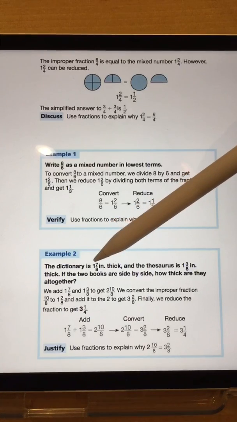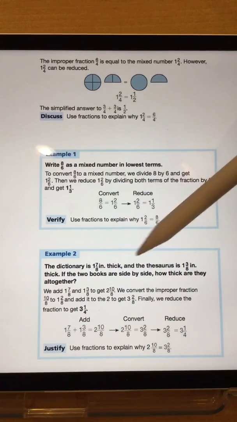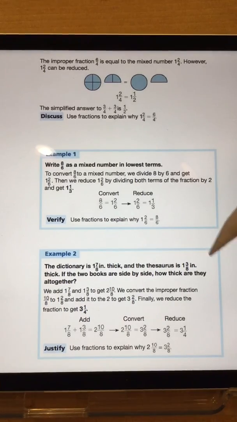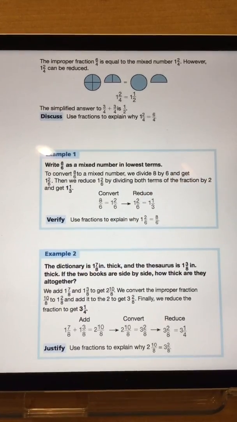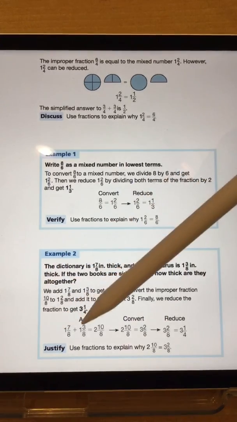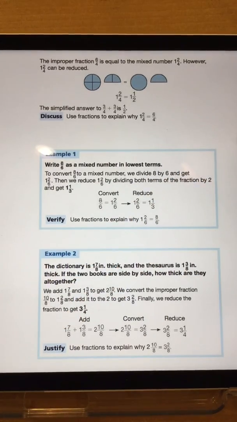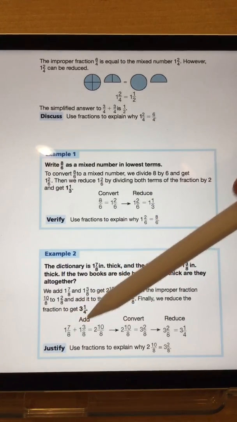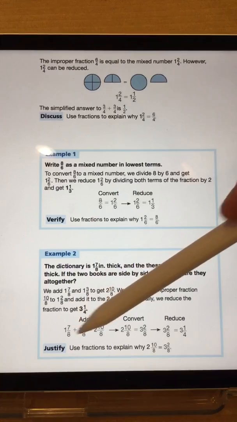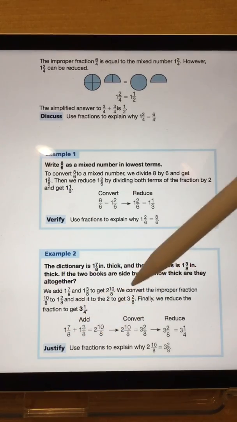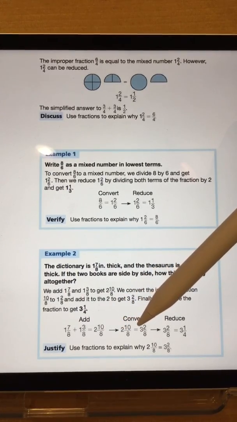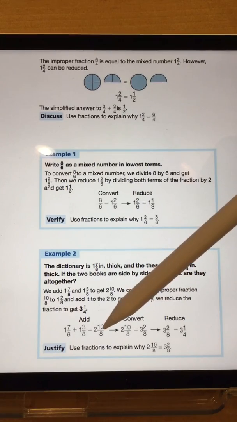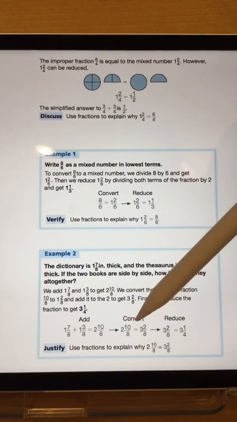Example 2, the dictionary is 1 7/8 inch thick, and the thesaurus is 1 3/8 inch thick. If the two books are side by side, how thick are they all together? Well, that's an addition problem. This one's a little bit different because we have two whole numbers. When we add 7 plus 3, we get 10. The 8 stays the same. We add our 1 plus 1, we have 2. Now we have 2 10/8. We cannot leave it like that. That is an improper fraction, so we need to divide the 10 by 8.